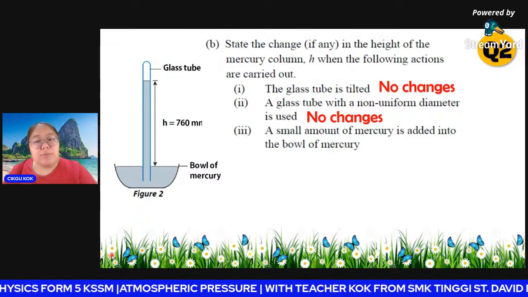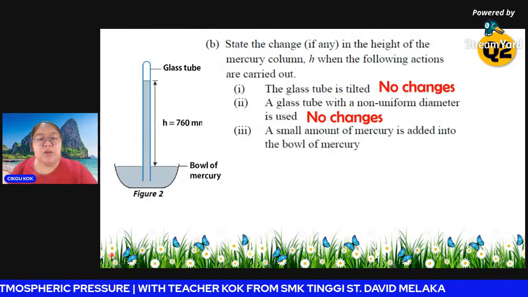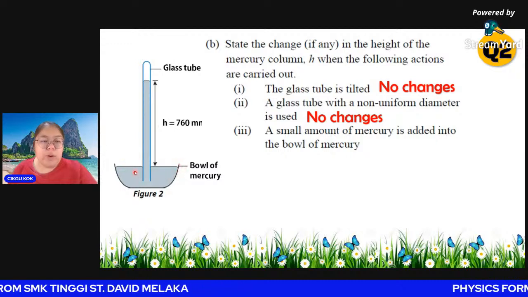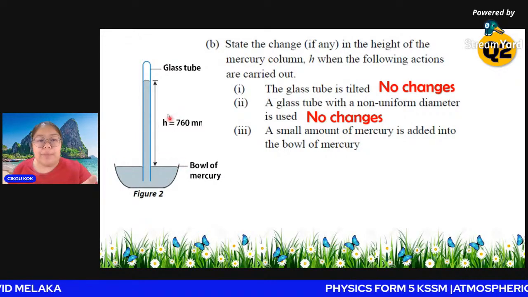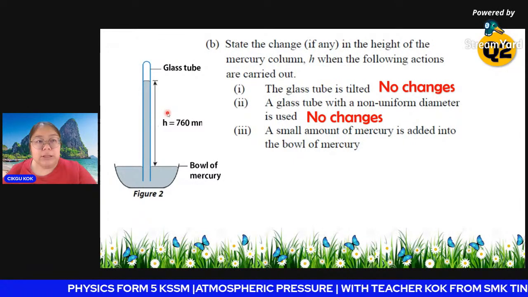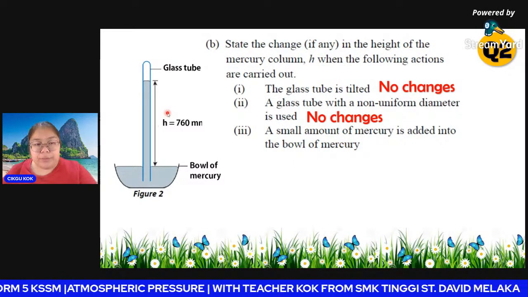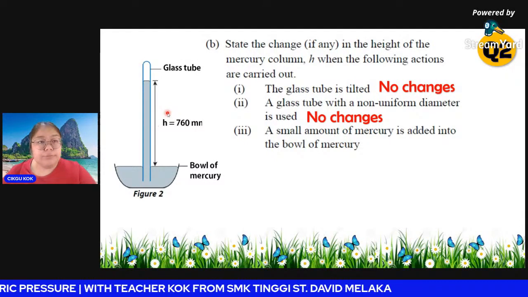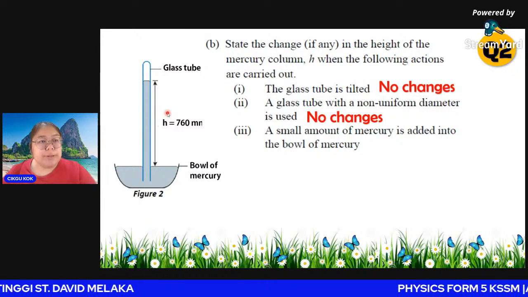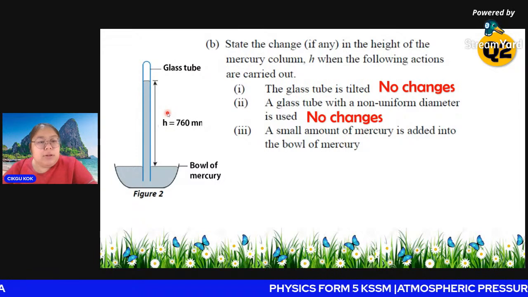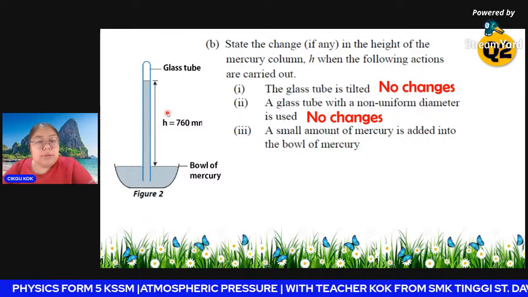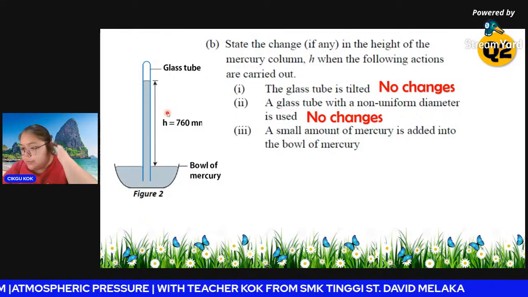Okay, the last one. A small amount of mercury is added into the bowl of mercury. That means I add the mercury here, adding until the bowl is full of mercury. Does anything happen to the H or not? Okay, so this one is another question. What do you think about that? We add more mercury. Okay, so the answer should be, is it the H goes up or the H drops? The answer should be the same, is it?